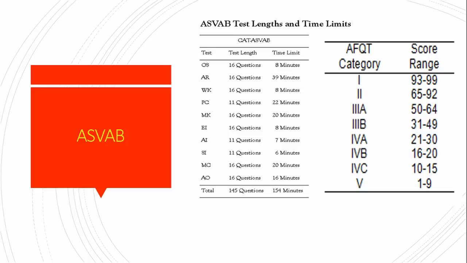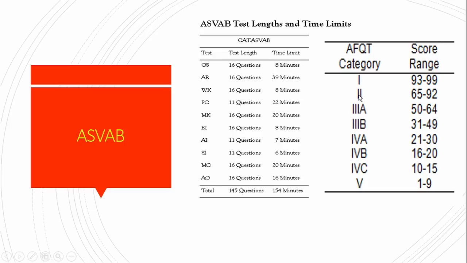First, I want to point out that it's a test that's comprised of 10 different subsections, including general science, arithmetic reasoning, word knowledge, paragraph comprehension, mathematics knowledge, and so on. In addition to receiving a score for each of these subtests, you'll also receive what's called an AFQT score, that is an Armed Forces Qualification Test score. That score says, 1, you're either qualified to join the military, or 2, you're not qualified to join the military.